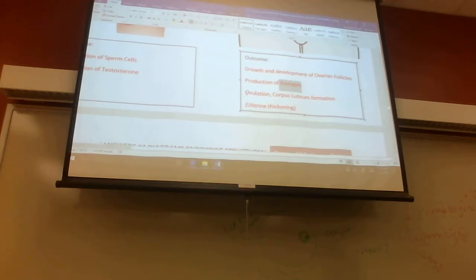The outcome of female puberty is ovulation and corpus luteum formation, also uterine thickening. When we go through the menstrual cycle, this will make more sense. It's kind of rough right now. But if you understand the menstrual cycle, it'll help.